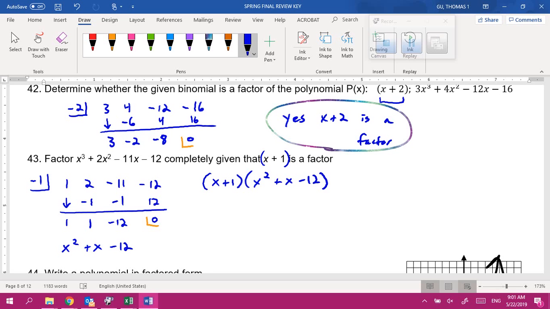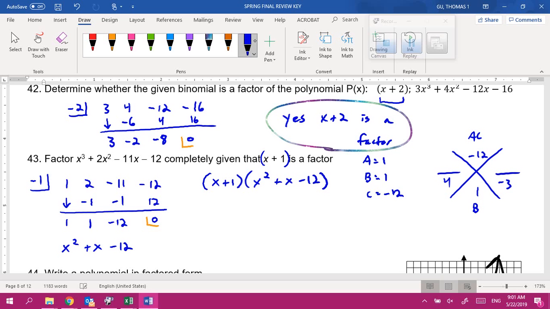Right, so you can use the x box, right? So I'm just going to do the x box really quickly. A would be 1, B would be 1, and C would be negative 12. That literally comes from the synthetic division. And so A times C goes in the top, which is negative 12. B goes in the bottom, which is 1. What multiplies to negative 12 and adds up to 1? Positive 4 and negative 3.